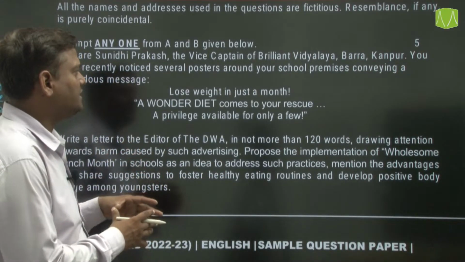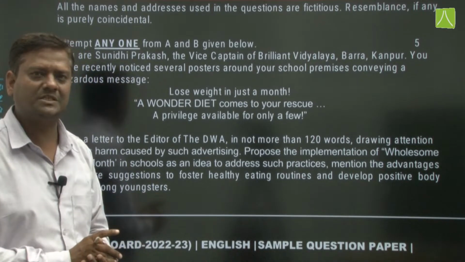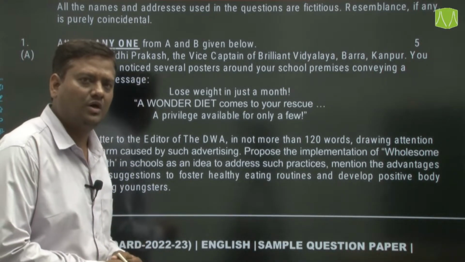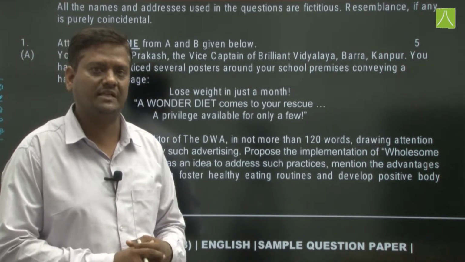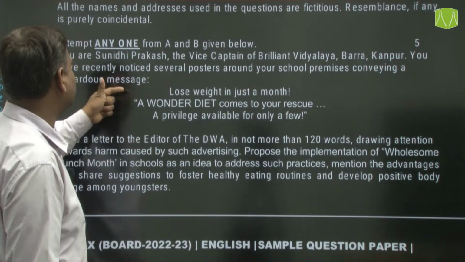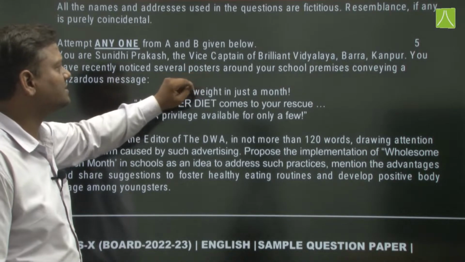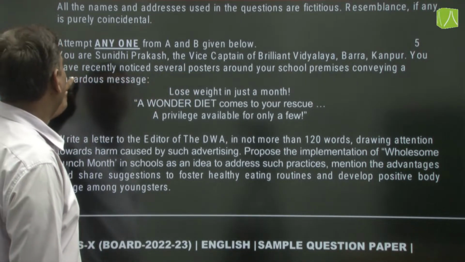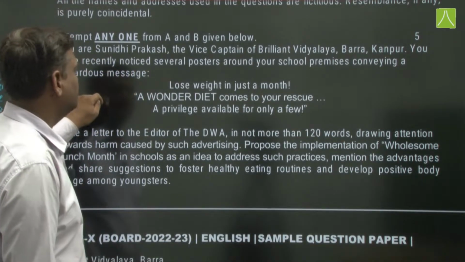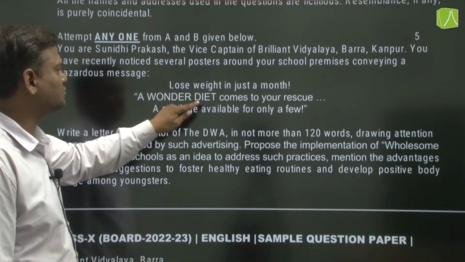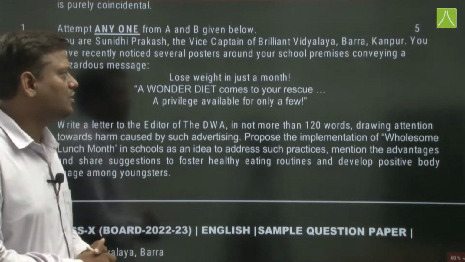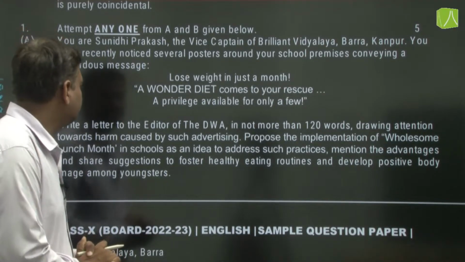You will be given a detailed question having information about the sender, the receiver and what you are going to write. As you know, formal letter writing is in our syllabus. So we have this type of question. You are Sunidhi Prakash, the vice captain of Brilliant Vidyalaya Kanpur. You have recently noticed several posters around your school premises conveying a hazardous message: Lose weight in just a month, a wonder diet comes to your rescue, a privilege available for only a few. Like this type of weight-loss advertisement you are seeing.